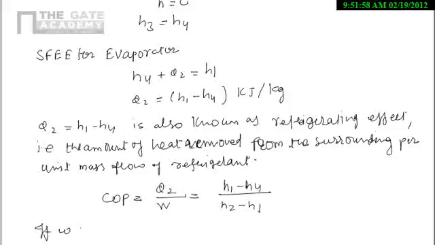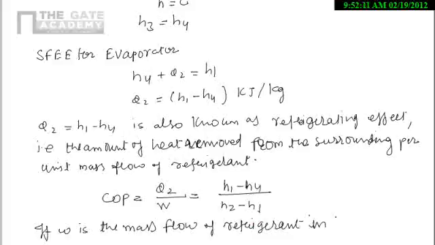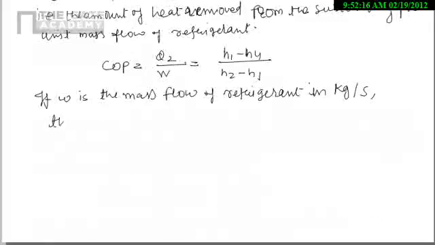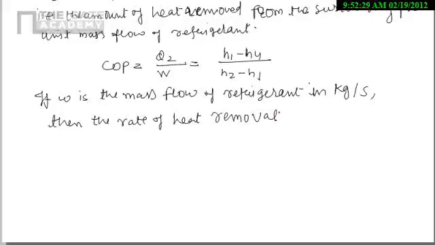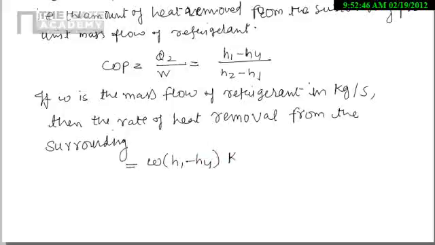If W is the mass flow of refrigerant in kg per second, then the rate of heat removal from the surrounding will be W times H1 minus H4 kilojoule per second, or we can say W times H1 minus H4 times 3600, it will be in kilojoule per hour.